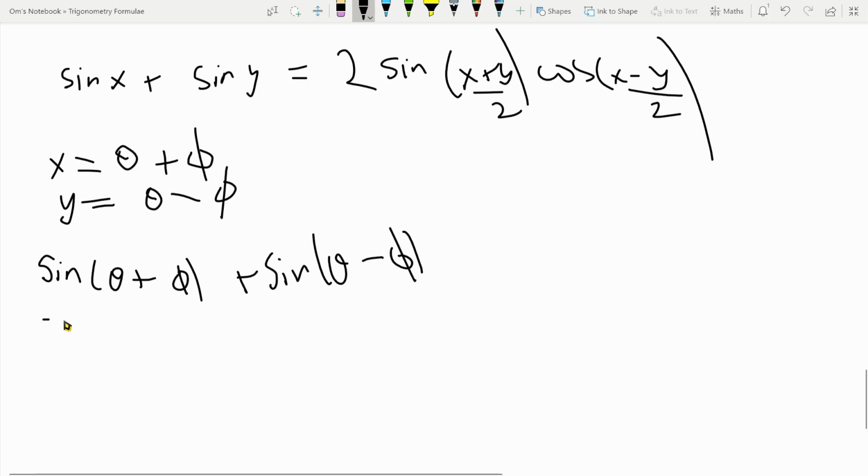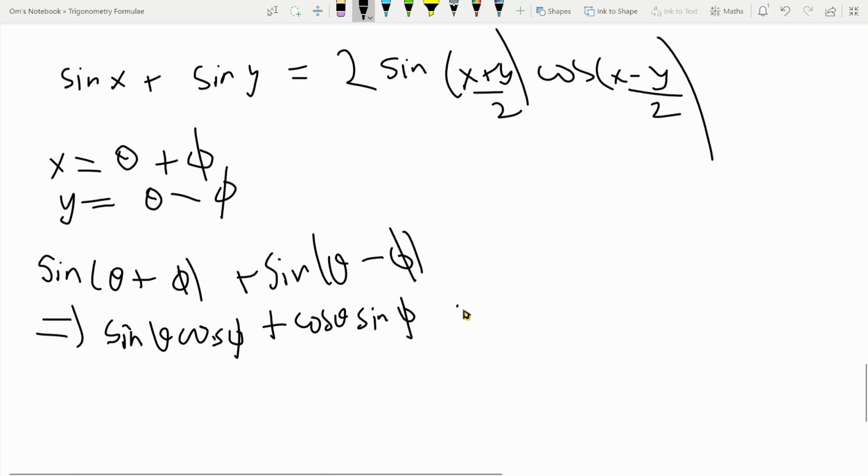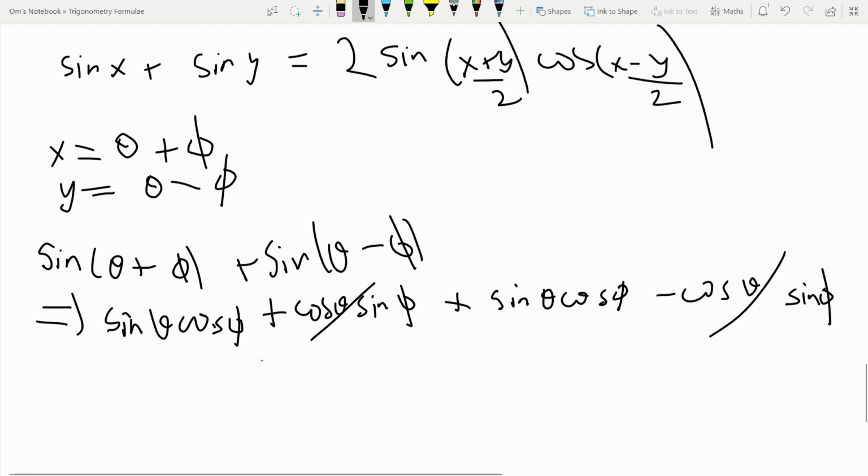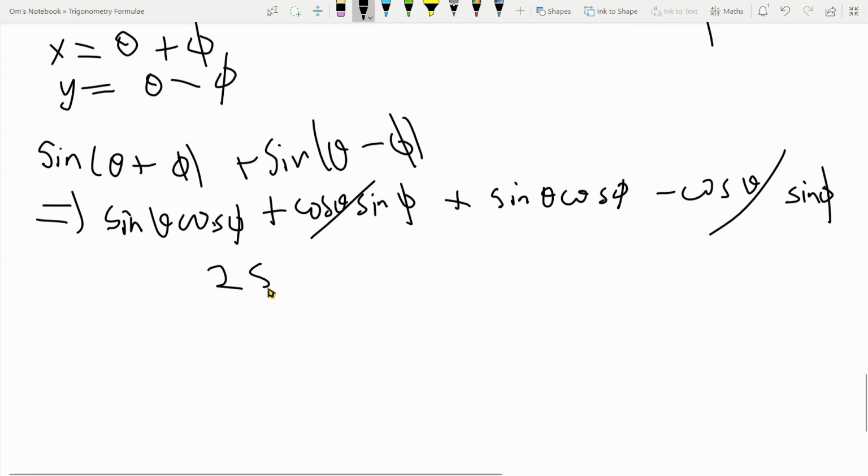And now I'm going to expand this over here. I'm going to write this as sin theta cos phi plus cos theta sin phi plus sin theta cos phi minus cos theta sin phi. So we see that these two things over here get cut, right? So we can just cut both of these, and then we can write this as sin theta cos phi.